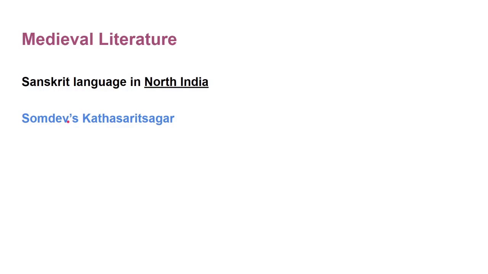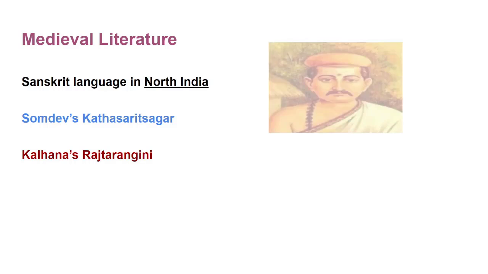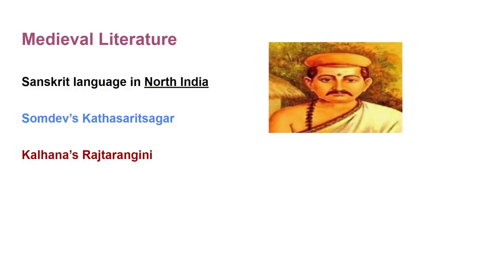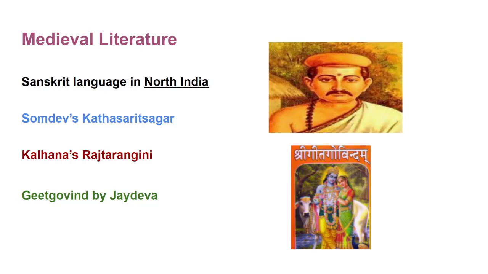During the beginning of the medieval age in North India, the language of literature was Sanskrit. So the great works composed during this period were in Sanskrit. In this age, 2 great works were written in Kashmir. First was Somdeva's Katha Sarit Sagar and second was Kalhan's Raj Tarangini. These are the first historical books of India. Another famous work of this time is Geet Govind by Jaydeva, which is one of the finest poems in Sanskrit literature.